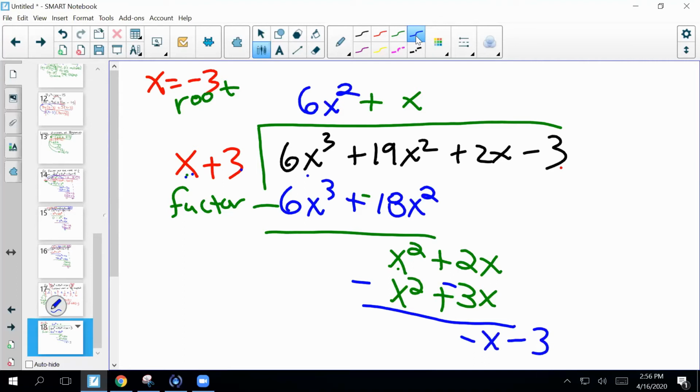I'm just about out of room, but I can see that this is going to work out beautifully because x goes into -x, -1 times. -1 times x is -x, -1 times 3 is -3. Now I'm completely out of room, but if you draw a line, change the sign, you can see you're going to get a remainder of 0.